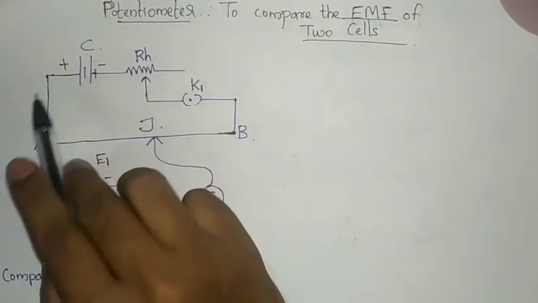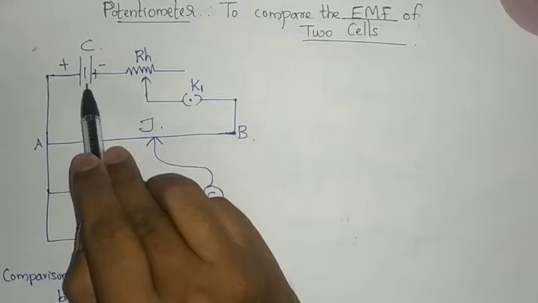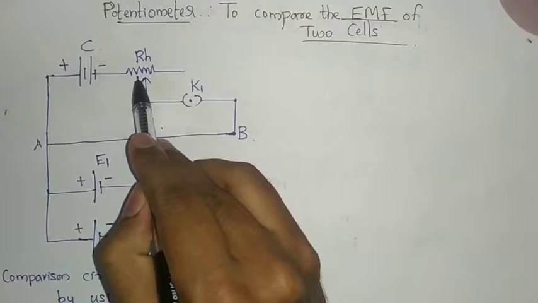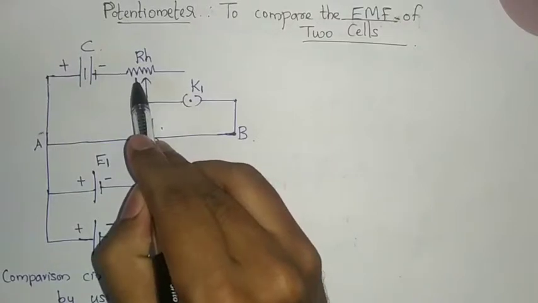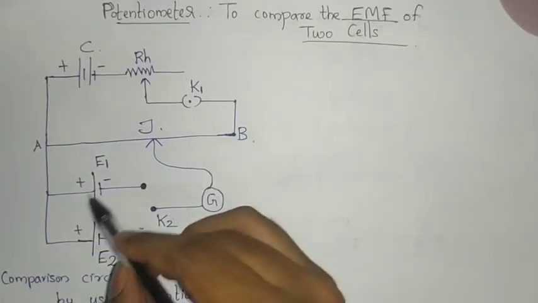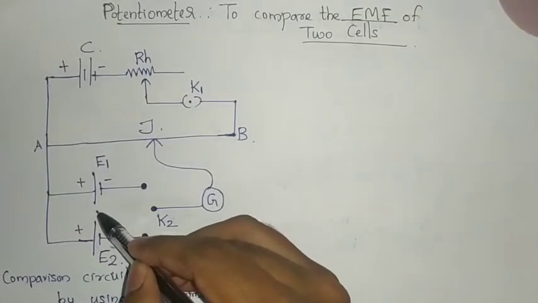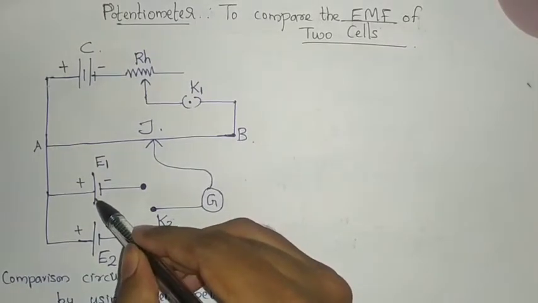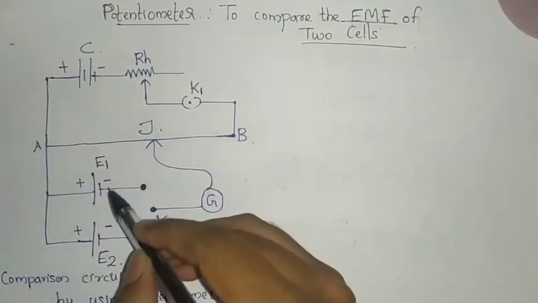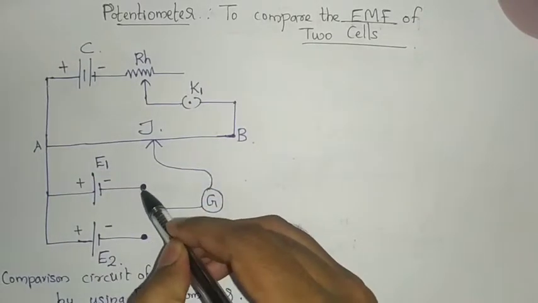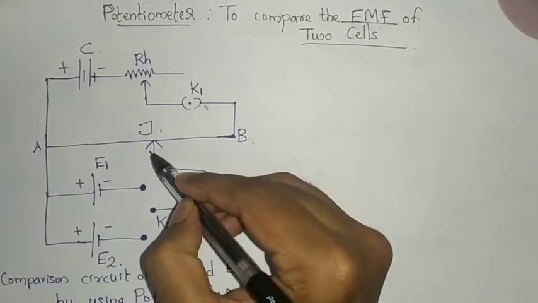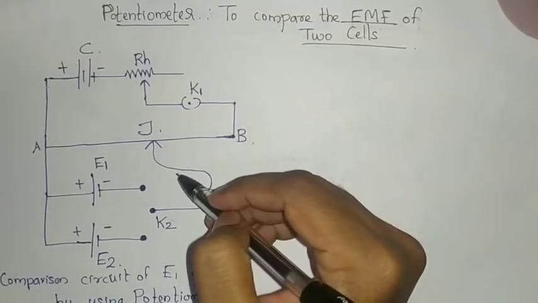In the primary circuit, that is here, a storage cell that is represented by capital letter C, a key K1, and a variable resistance, that is rheostat RH, are joined in series between the points A and B. The two cells whose EMF are to be compared are joined in the secondary circuit such that their positive terminals are connected to point A and negative terminals are connected to a two-way key. A galvanometer G and a jockey J are joined as shown in this figure.